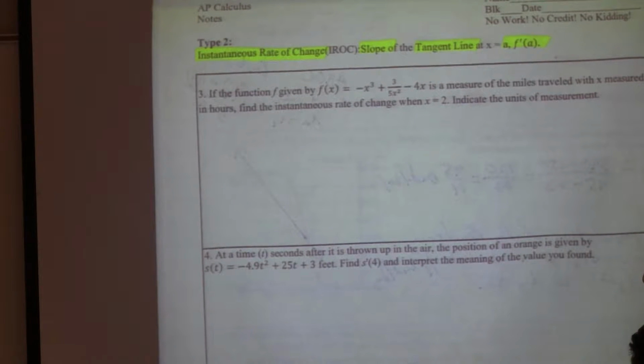If the function f given by f of x equals negative x cubed plus 3 over 5x squared minus 4x is a measure of the miles traveled with x measured in hours. Find the instantaneous rate of change when x equals 2. Indicate the units of measurement.